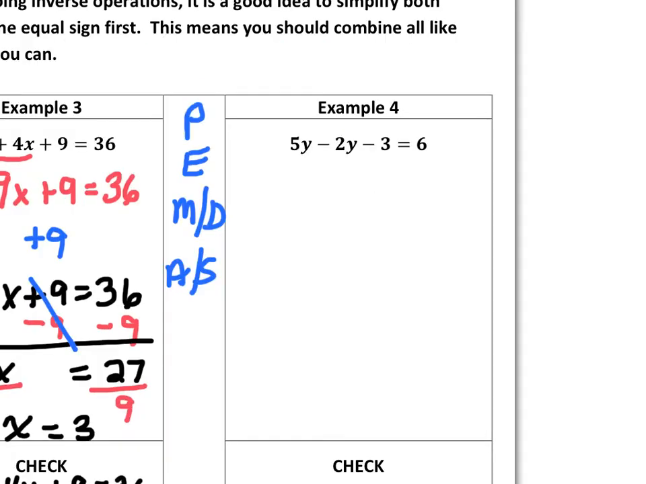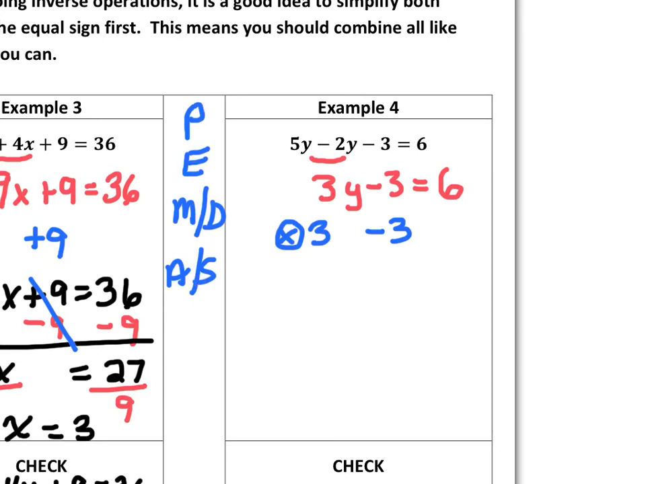Alright, one more example here, example 4. Again, simplify before doing any inverse operations. So here we do have some like terms on one side of the equal sign, so we're going to want to combine those first. 5y minus 2y is 3y. Minus 3 equals 6. Now there's nothing more to simplify on either side of the equal sign, so we're ready to identify what's around that unknown. So go directly to the unknown. What's around it? We have multiplication of 3 and we have subtraction of 3. We're going to want to undo those from the bottom up.